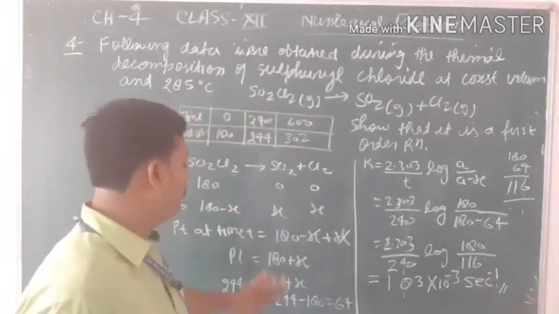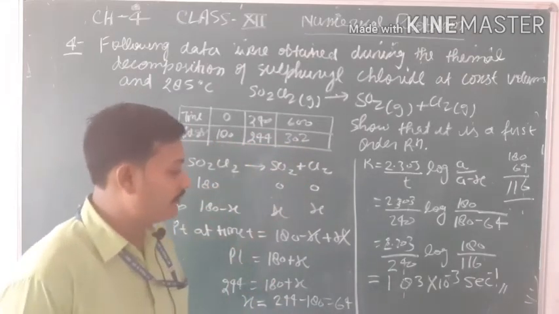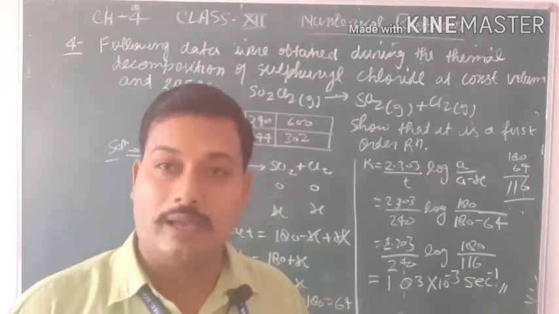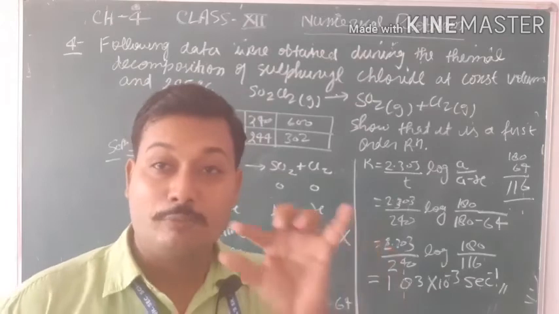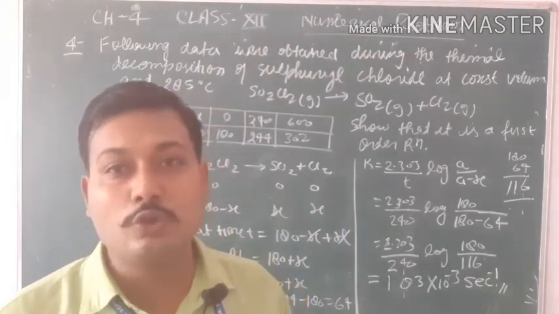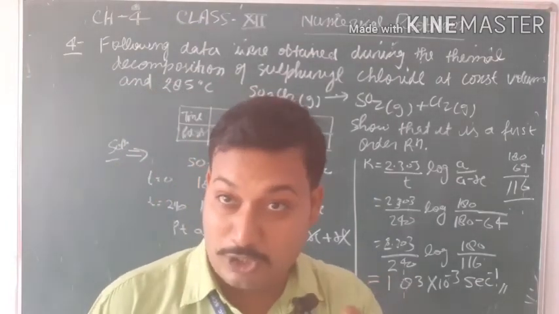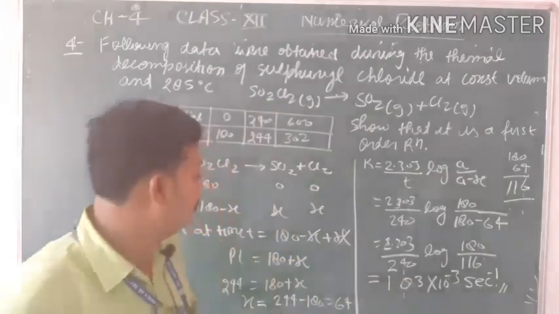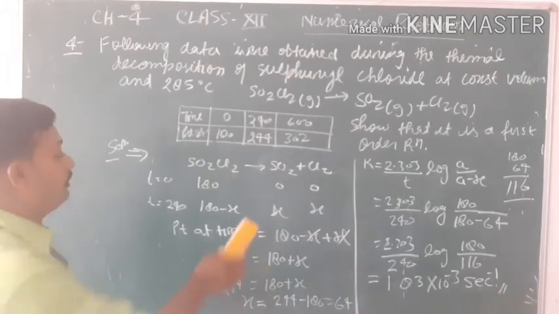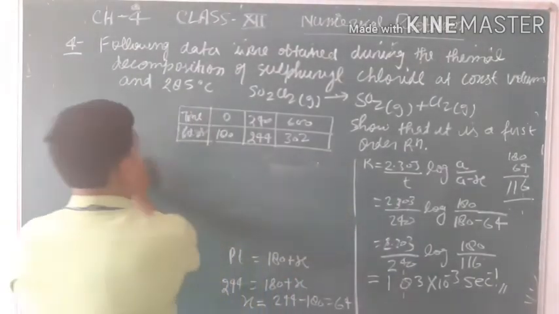Okay. Now in a similar way, we are going to calculate for the second data. And if the value of rate constant is the same for both the data, it means the reaction is first order. You know very well that the rate constant never changes. Rate constant remains the same for a particular reaction. So here we are going to calculate the rate constant for the second data.